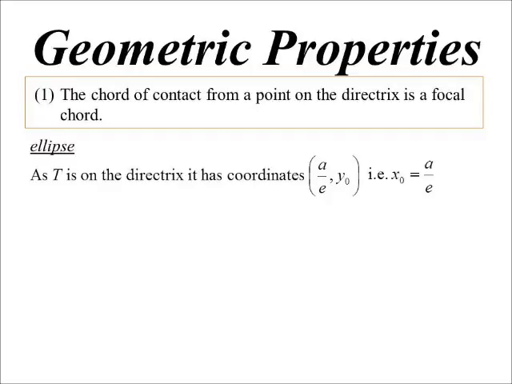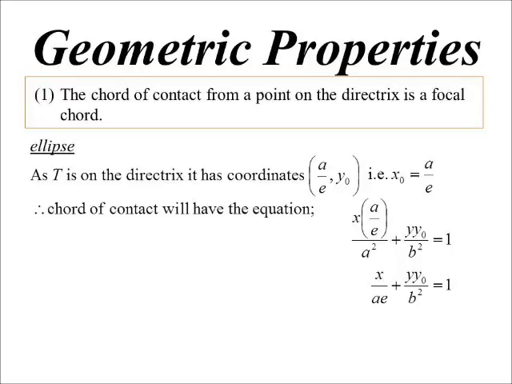So it's a focal chord. Let's prove it for the ellipse. Now, T's on the directrix, so we're saying our external point's on the directrix. So instead of it being x0, y0, I now know the x coordinate is going to be the same as the directrix, which is a divided by e. Now we know the chord of contact is x x0 on a squared plus y y0 on b squared is equal to 1. So the a on e cancels with the a squared on the bottom, leaving just ae on the bottom.